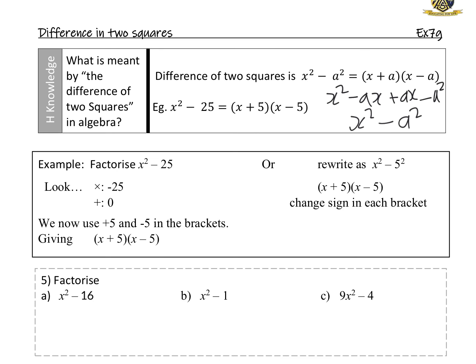Now, if you don't spot the difference of two squares, it's not the end of the world, because at the end of the day, it's still a quadratic. So you can still factorise it the way you've done previously.